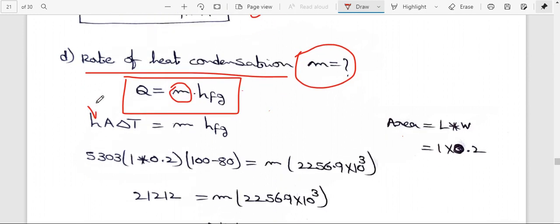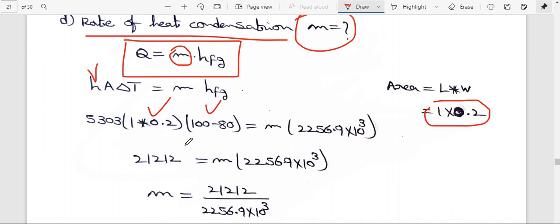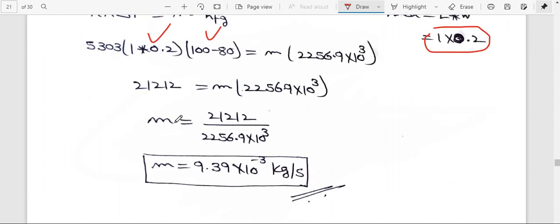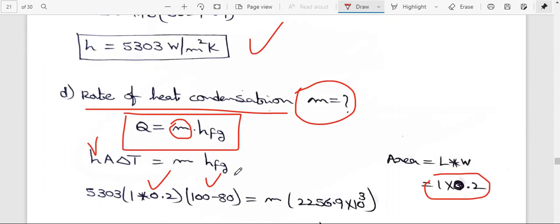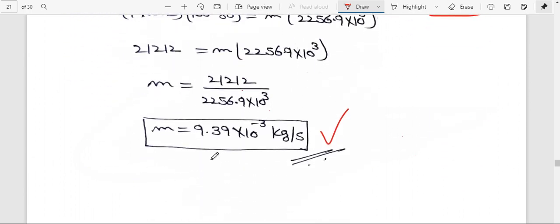So the H value is a known term, and the area for a flat plate is length into width, 1 into 0.2. We have to substitute these values, and delta T is equal to vapor temperature minus surface temperature. After substituting all the hfg value, H value, A value and delta T value, this gives the rate of heat condensation, the m value.